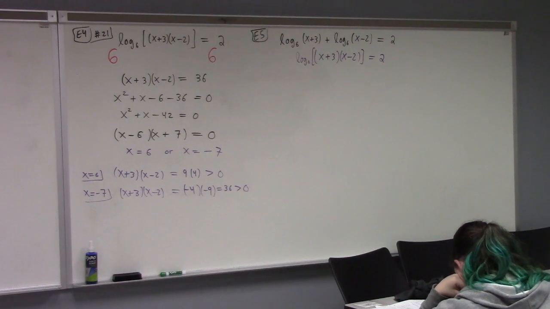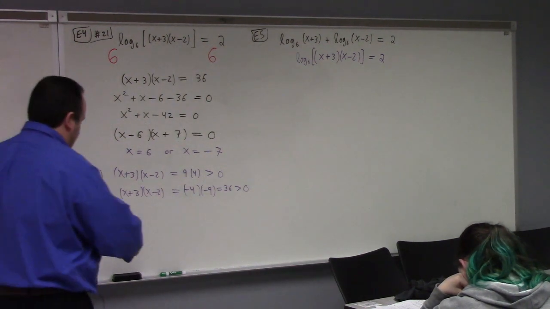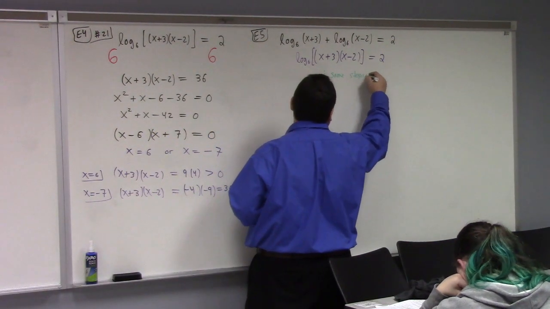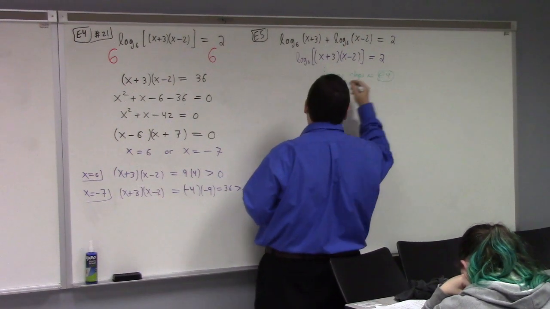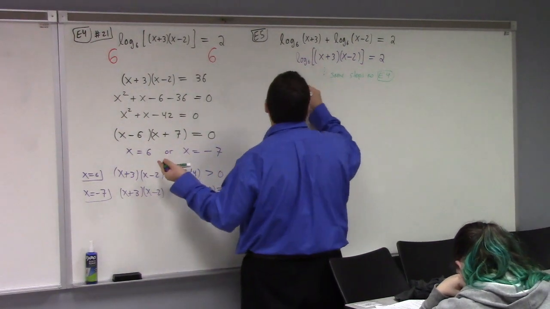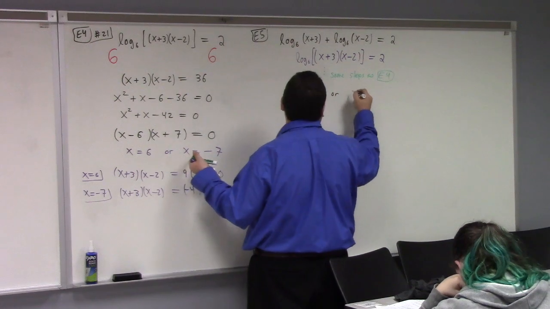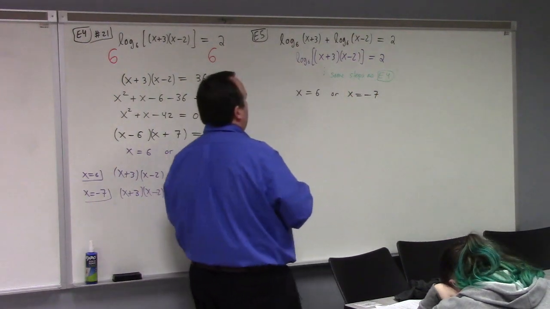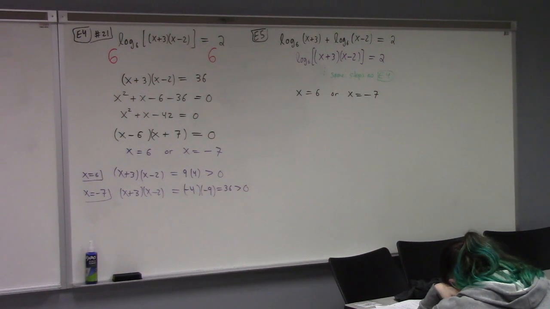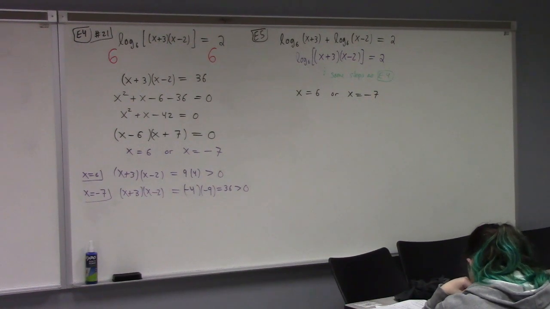At which point, I go back and do all the same steps I just made in example 4. Now it's the same problem. Same steps as example 4, and we get all the way to our solution, x = 6 or x = -7. But what's the difference? Now, when I go back and check those answers in my problem, one of them is allowed, one of them is not.